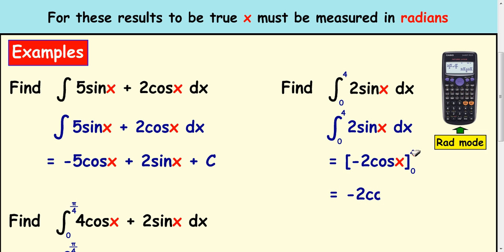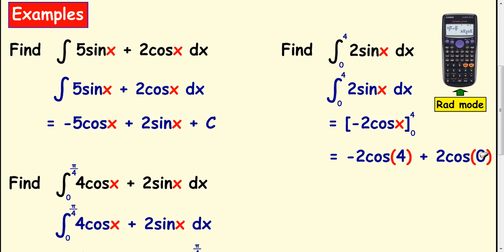And then substitute the upper limit in first, take away, and then substitute the lower limit in. So this is what we're going to have here. Negative 2 cos 4. Then you're going to have a take away negative again, so that's going to be a plus. So take away negative 2 cos 0, so a plus 2 cos 0. Put these values into your calculator when you're in radians mode, and you'll get an answer of 3.3.